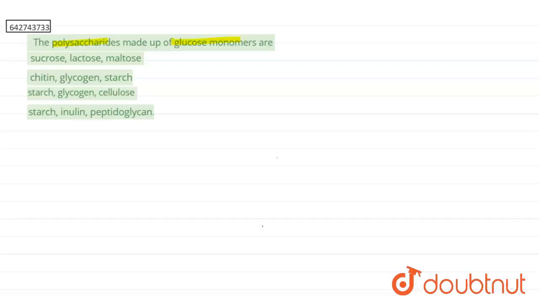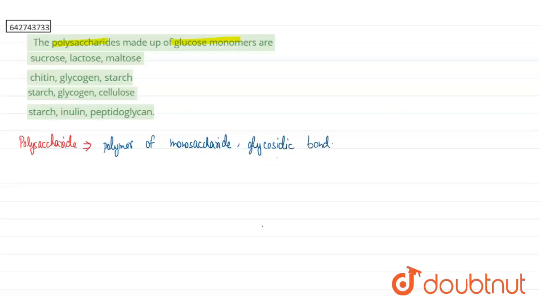So here, firstly we will discuss the term polysaccharide. What do you mean by the polysaccharide? Polysaccharides are the polymers of the monosaccharides, which means the monomeric unit will be the monosaccharide. They consist of many monosaccharide units that are linked together by the glycosidic bond, which is made between two monosaccharide units.